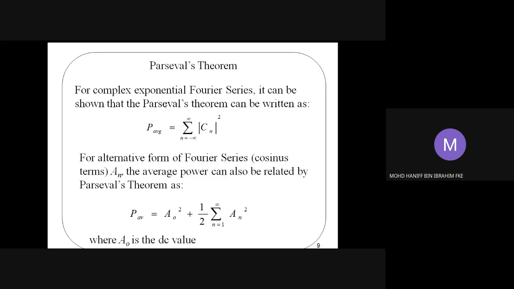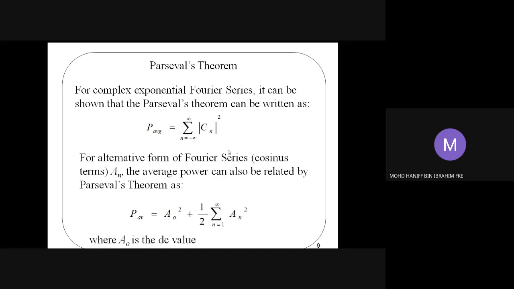Remember, we have learned that for the complex exponential, the Fourier coefficients are given by Cn, right? So for that case, the average power will be calculated as the summation of the Cn squared. That should be the first formulation to calculate the average power based on the Fourier coefficients.